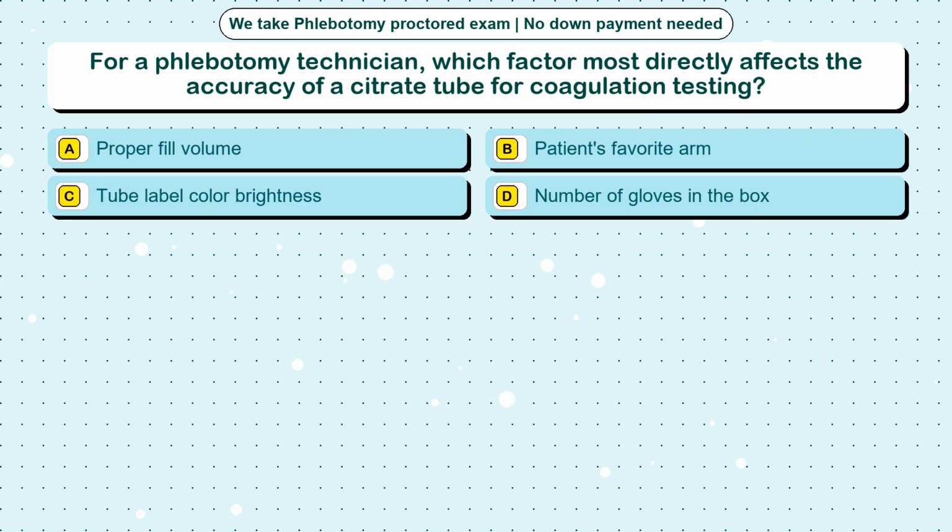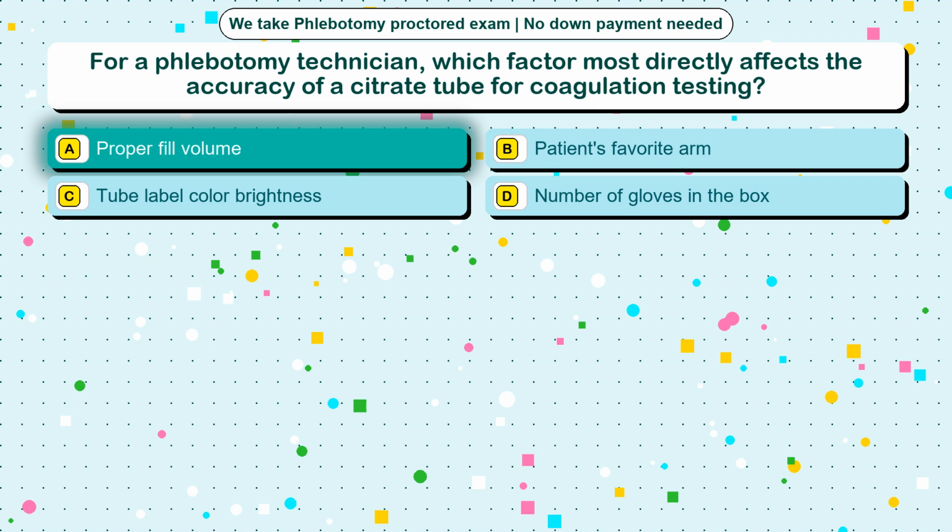Question 36. For a phlebotomy technician, which factor most directly affects the accuracy of a citrate tube for coagulation testing? Option A. Proper fill volume. Option B. Patient's favorite arm. Option C. Tube label color brightness. Option D. A number of gloves in the box.